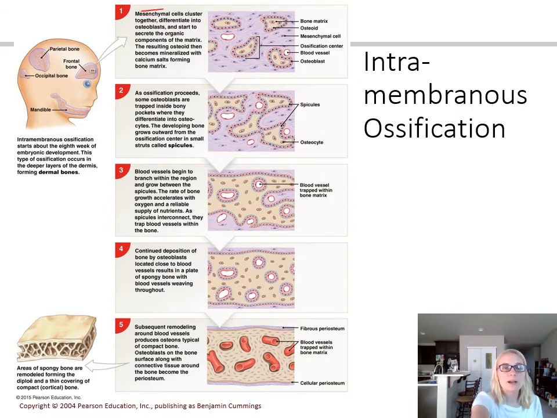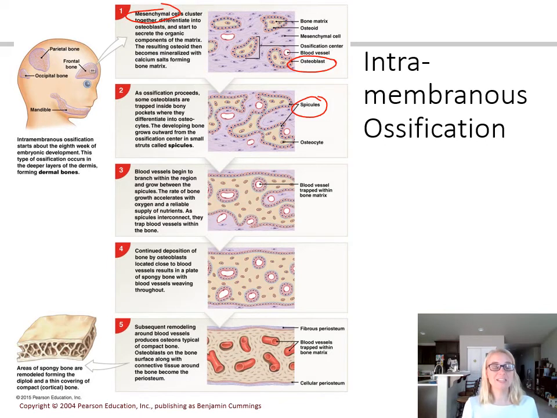So remember mesenchymal cells. Mesenchymal cells were those connective tissue stem cells. They kind of cluster together within this dermis-like tissue, and then they start differentiating into osteoblasts. Wherever we have osteoblasts, we can start laying down bone. So these mesenchymal cells cluster together, they differentiate, now they're clusters of osteoblasts. The osteoblasts start laying down bone, and then you start growing these spicules of bone.